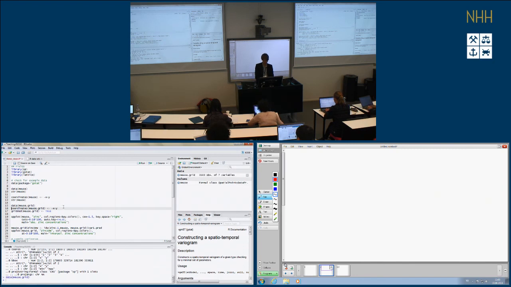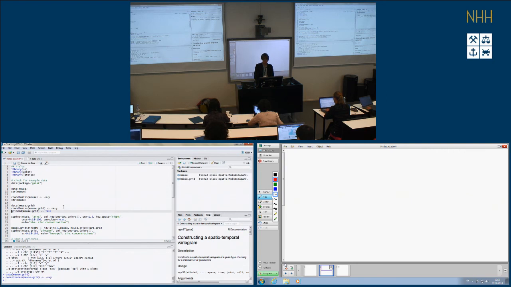We need the grid as well, because we would like to predict on this grid along the Meuse River. Here we are. We have to set the coordinates for the grid and say this is a grid. So gridded of meuse.grid is TRUE. And now it's spatial pixels.